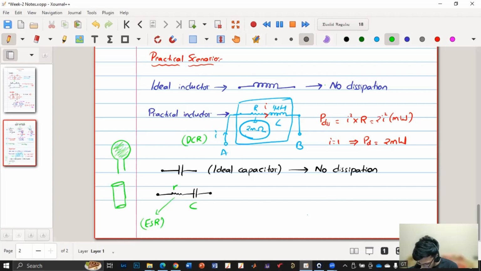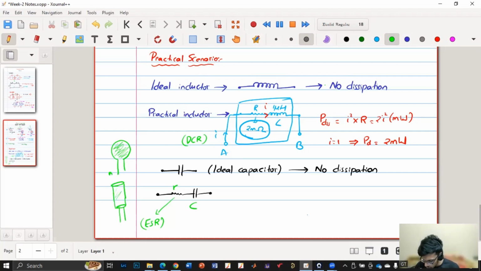Sir, what does equivalent series resistance mean? Equivalent series resistance is, between the two terminals of the capacitor, how much resistance is in series. That is the ESR. So it is called equivalent series resistance. At this point, you need not know this. I'm just giving some information so you'll be able to understand it better.